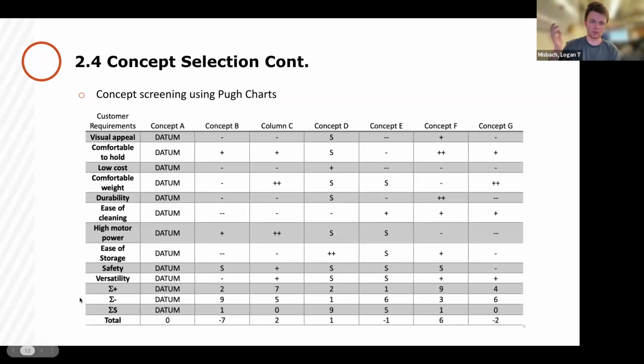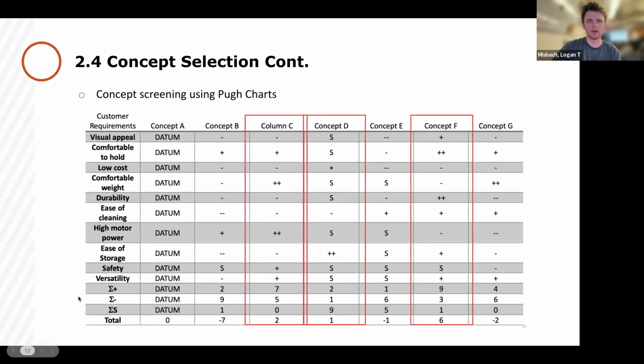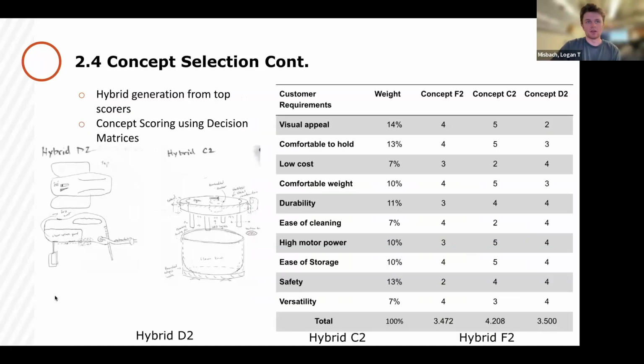Similarly, Pugh charts were used for actual concept screening, which resulted in concepts F, D, and C being the highest ranked. These 3 concepts were used to then generate hybrids, which use the best features of the selected concepts to create better ones. Concept F was ranked highest in durability and comfort, which set it apart from the other concepts. These hybrids were then evaluated using a weighted decision matrix, which resulted in hybrid concept C2 winning out, which was similar to concept C, but with lights for easier viewing and a couple ergonomic improvements. And then with this concept screening, we then moved on to the initial modeling.